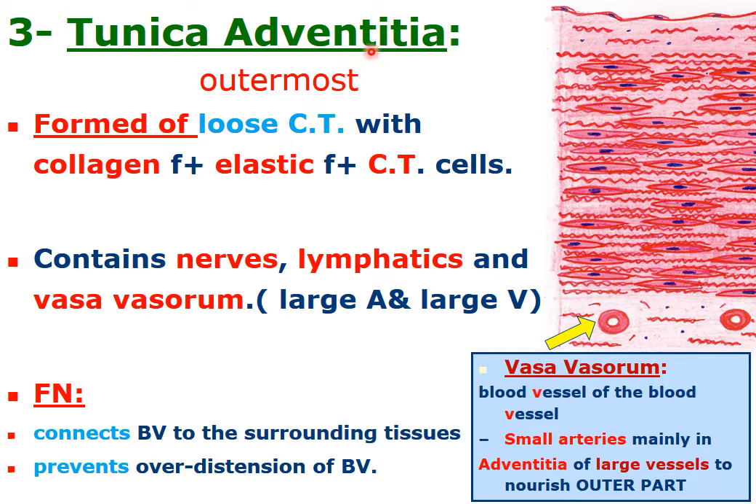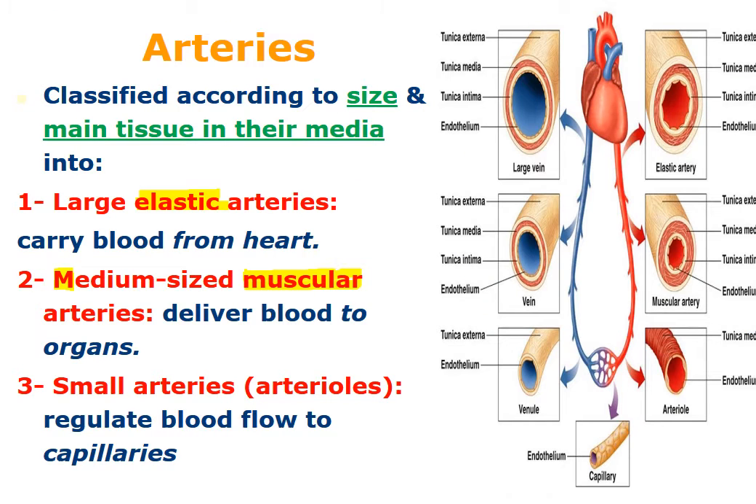What is the function of tunica adventitia? Tunica adventitia, which is a connective tissue, connects the blood vessel to the surrounding tissue to prevent over-distension of the blood vessel. That was the general structure. Then we will start with arteries.